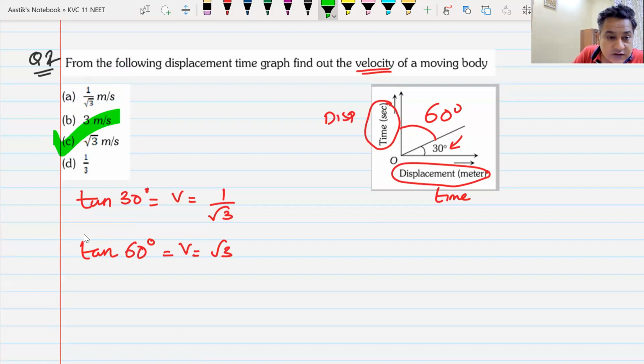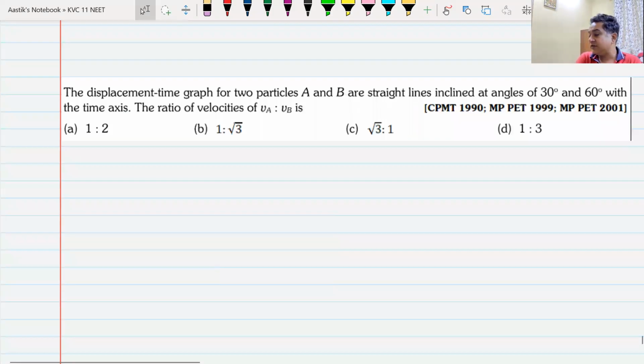Yes, sir. These are the type of questions, and they have come multiple times in multiple exams. And if you're lucky, you will have the same question coming in your exam. So here is a chance for you to crack a question of this year, next year, or next to next year, whatever. The displacement time graph for two particles A and B are straight lines, inclined at an angle of 30 degrees and 60 degrees with the time axis. With the time axis. What is the ratio of velocities VA and VB?